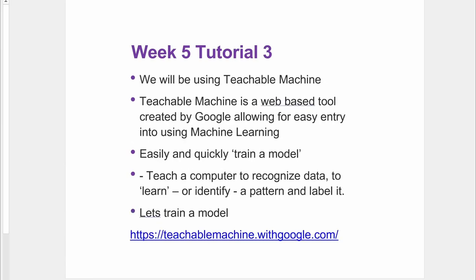We're going to be using a web app called Teachable Machine. It is a web-based tool created by Google that allows for easy entry into machine learning. It is really easy and quick to train your first model. And training the model means teaching the computer to recognize data, to learn or identify a pattern and then label it. And that is basically what we're going to be working on, is learning how to train a model, label the data, and then access that data using P5. So let's look at what it takes to train a model.